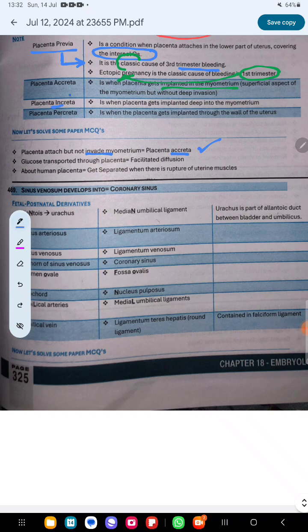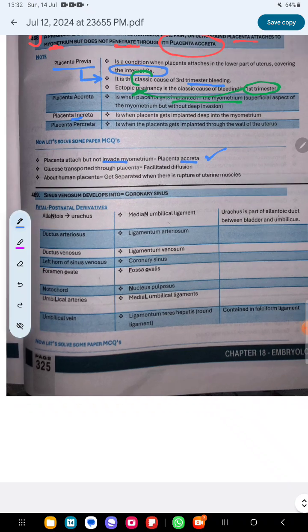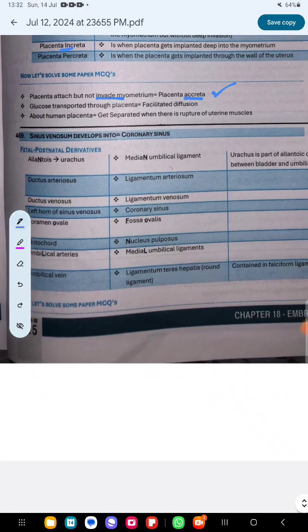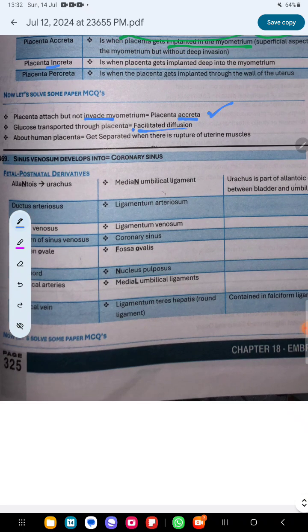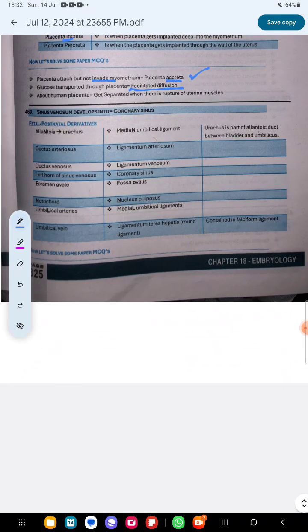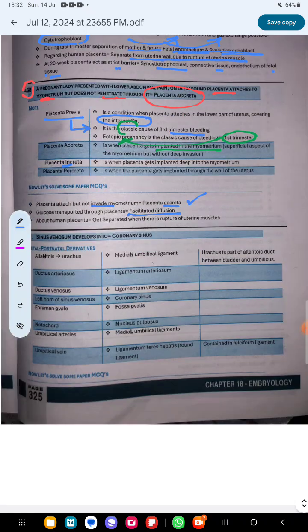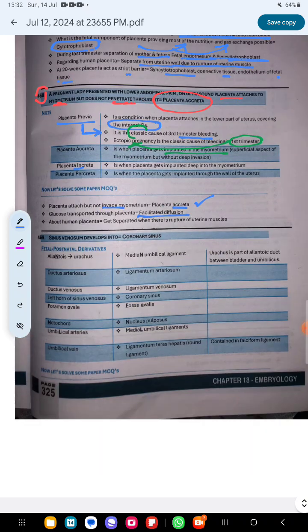Glucose transport through the placenta is through facilitated diffusion. Clear? You should know that glucose transport through the placenta is due to facilitated diffusion. About human placenta: it gets separated when there is rupture in uterine muscles. Clear? Now we will learn the next point, which is 469.